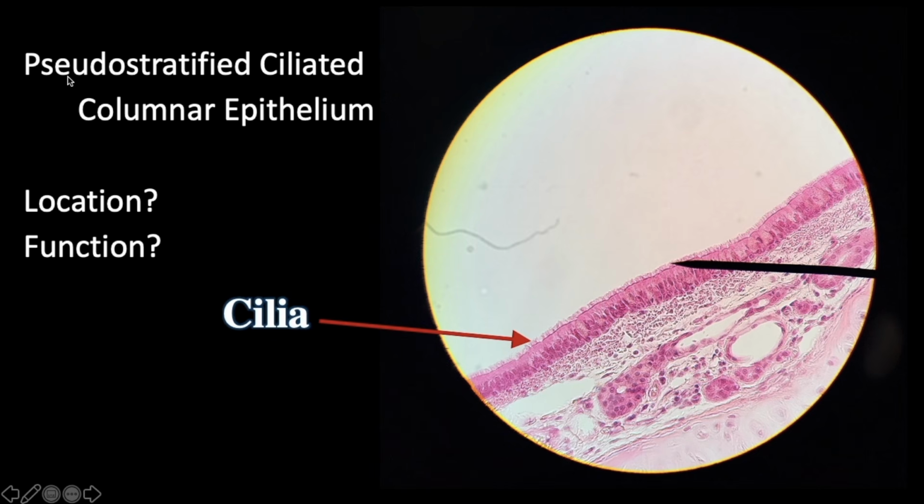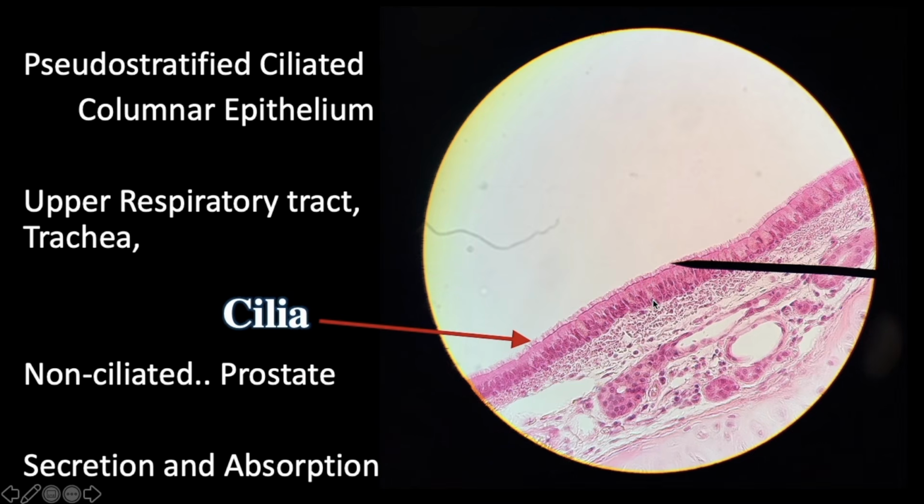Make sure to have this in the correct order as well. Pseudostratified ciliated columnar epithelium. Where do you find them? This is the upper respiratory tract, as well as some of the lower in the trachea. You'll find goblet cells, not in this particular slide, but you'll find goblet cells. Now there is such a thing as non-ciliated pseudostratified columnar, like in the prostate gland and in the membranous parts of the vas deferens, but for the most part, it is ciliated. The pseudostratified is ciliated, and these guys secrete.